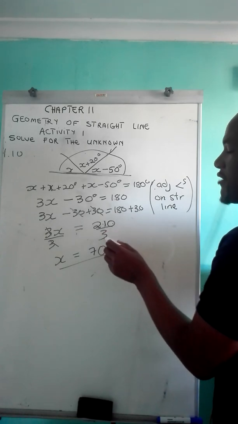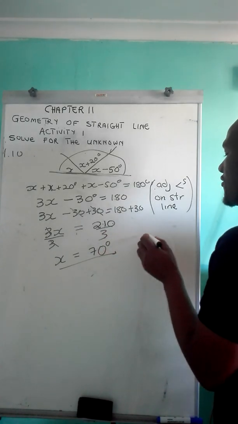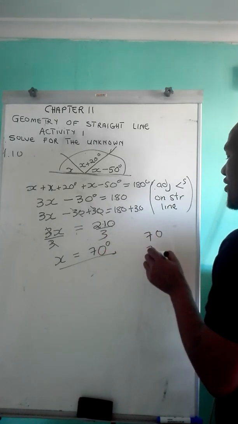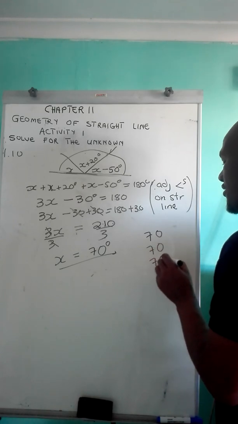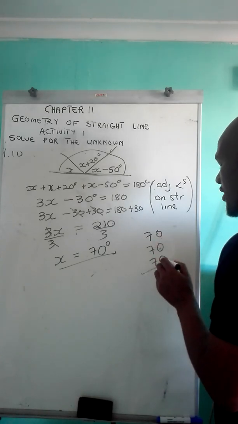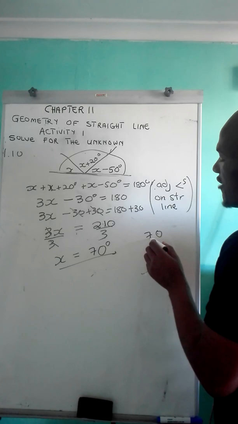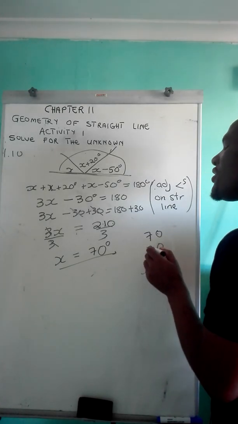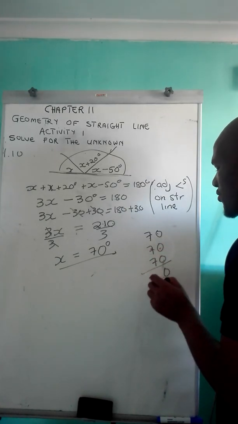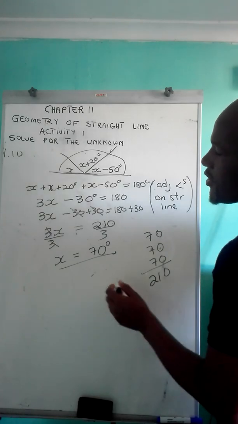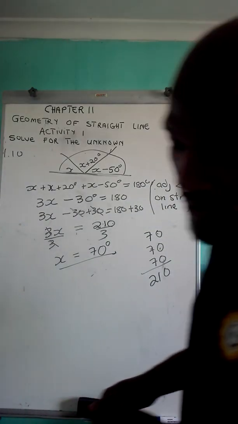Let's verify it. 70, 70, 70. 0 plus 0 plus 0 is 0. 7 plus 7 is 14. 14 plus 7 is 21. So it's 210. So that is the answer. Done.